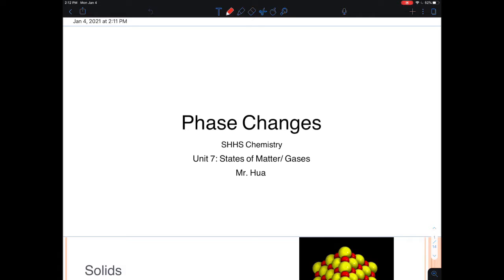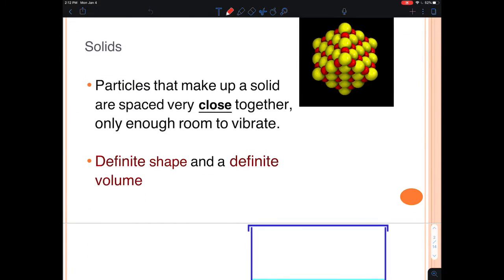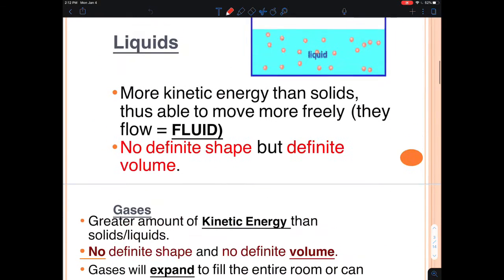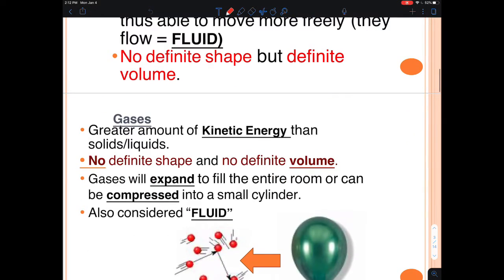Hi everyone, today I am going to go over phase changes, and I'm just going to go over the most important stuff. You can read some other stuff by looking at the notes. So I won't really talk too much about the solids or the liquids here, or gases, but know that gases can expand to fill an entire room.